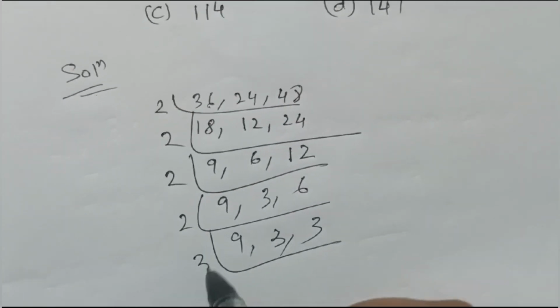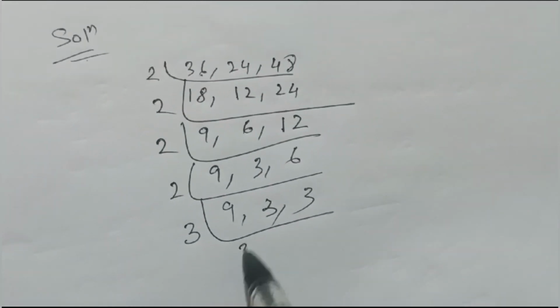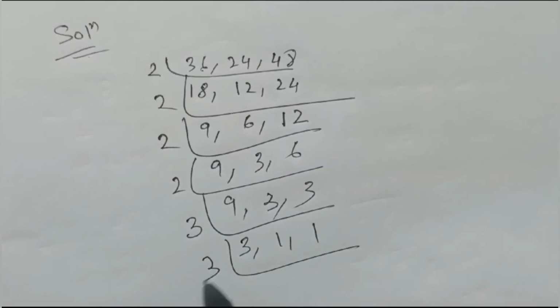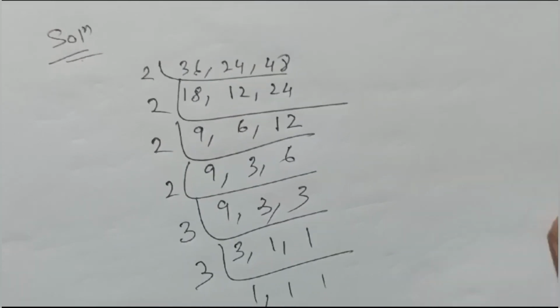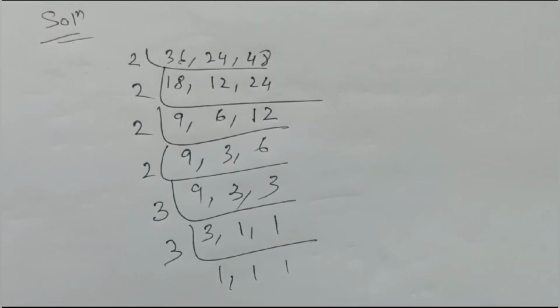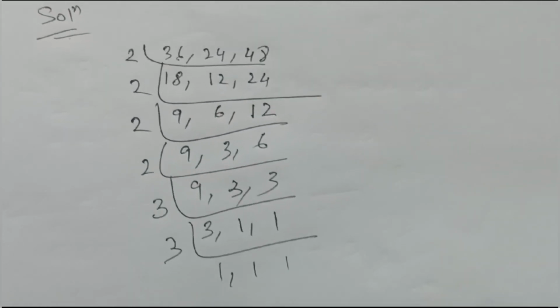Then 3 is 6, then you have to take the table of 3. 3 threes are 9, then 3 ones are 3. Then we will write the LCM here like this, LCM is equal to what we got.